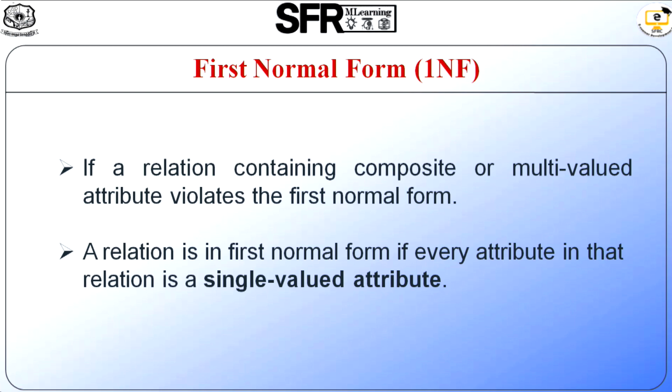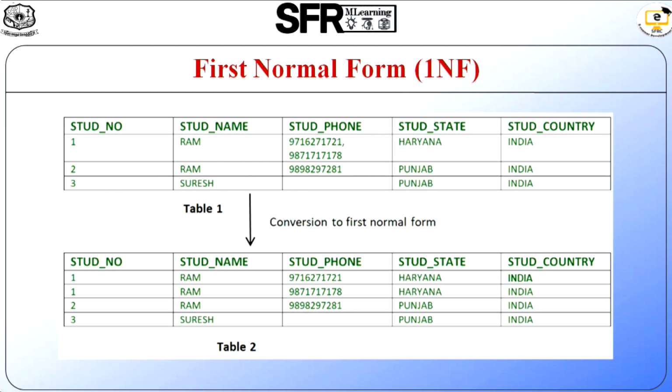For example, we take this table. In the first table, you see that for the student ROM there are 2 phone numbers. So for the attribute student phone, we have 2 values. So it violates the first normal form. So we decompose the table: see the second table, for ROM we decompose into 2 tuples. The first tuple has the first phone number, and the second tuple has the second phone number. In this way we decompose the unnormalized table into a normalized table for the first normal form.